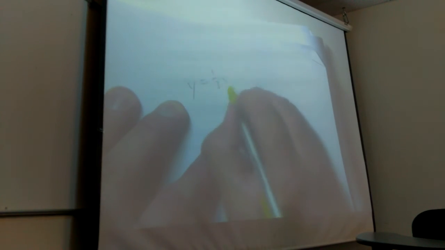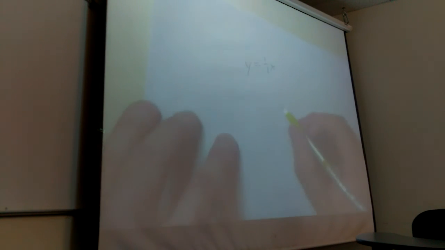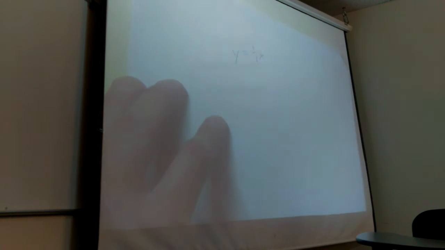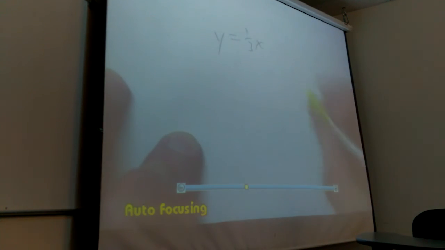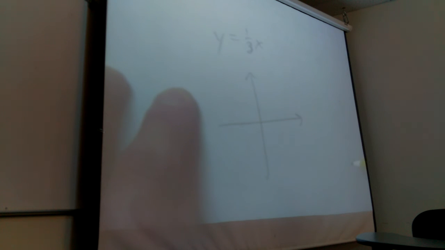If I graph, let's say, 1/3 x, let's just graph that, 1/3 x, because it has a weirdness to it that's kind of nice to look at. Can somebody tell me about 1/3 x? What do you know about it? What's the slope? 1/3. Yeah, up 1/3. What's the y-intercept? Good, 0, 0. That's the y-intercept.